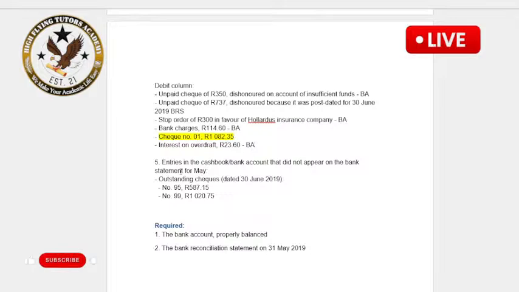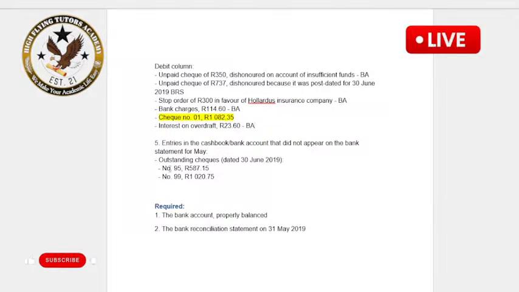Okay. And then we go to transaction number 5. They say entries in the cash book or in the bank account that did not appear on the bank statement. So these ones you see now did not appear in the bank statement, and we must make them appear. That means we're going to record them in the BRS. There's an omission in the bank statement of these amounts. These checks are not cleared. Remember, outstanding checks are the same as uncleared payments, so we must make sure that they are cleared. We are going to prepare the BRS for them.